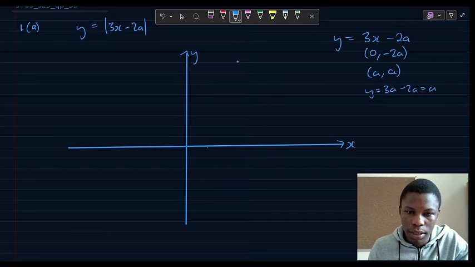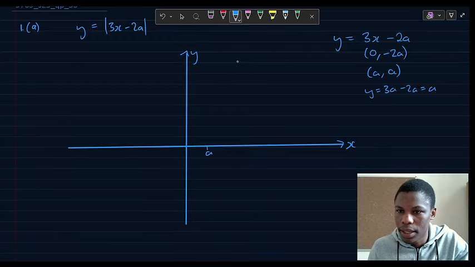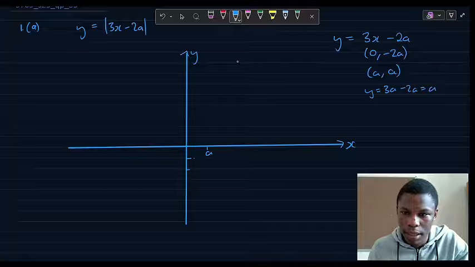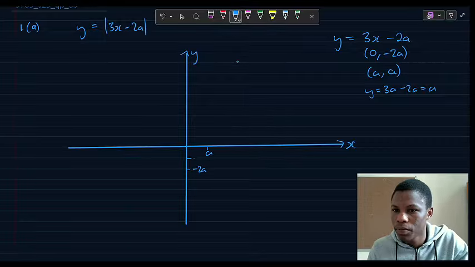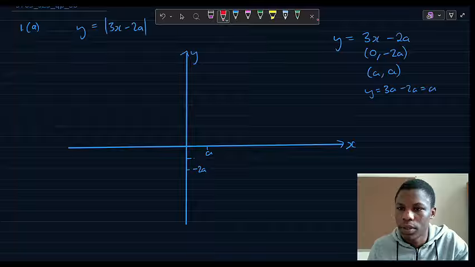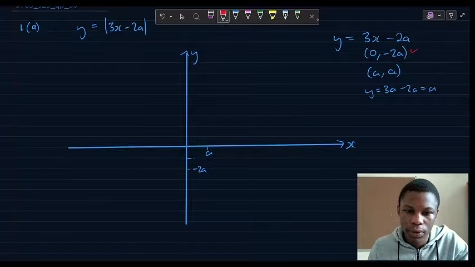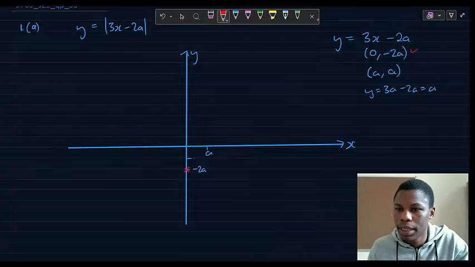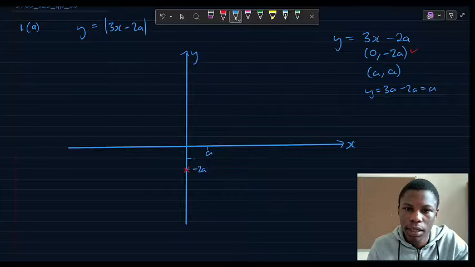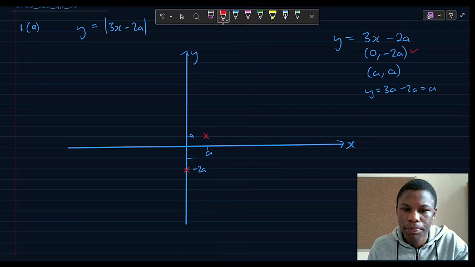So I'll consider a to be there on the x-axis, and I'm going to need negative a, negative 2a. Okay, so we'll start with this point 0, negative 2a would be here, and then a. So I need a there. A would be here. All right, and then you draw the line going through the 2 points.